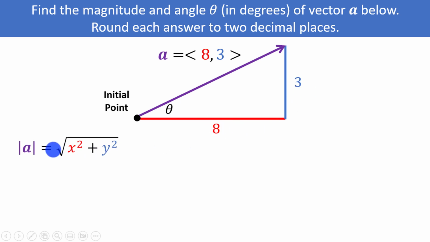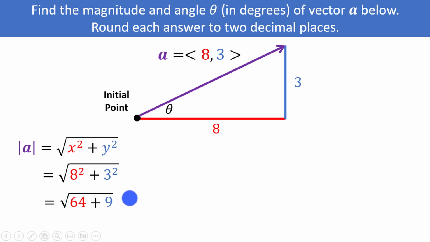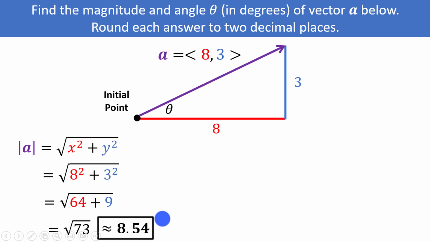We can find the magnitude of A by taking the square root of x squared plus y squared. X is equal to 8 and y is equal to 3, so this will be the square root of 8 squared plus 3 squared. 8 squared is 64 and 3 squared is 9, so we have the square root of 64 plus 9. 64 plus 9 is the square root of 73. If we'd like a decimal approximation, we can type this into our calculator. We get approximately 8.54. The magnitude of vector A is 8.54.